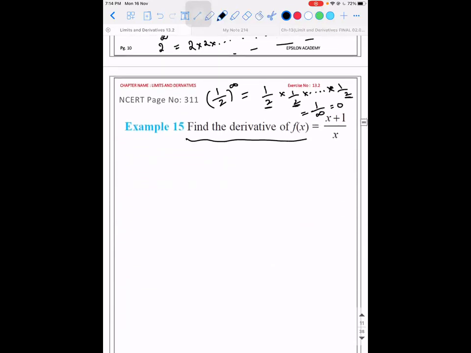So find the derivative of f of x is equal to x plus 1 divided by x. So what is f of x? 1 plus 1 by x, correct? So what will f dash of x be? You can directly tell me, guys. What is the derivative of 1? It will be 0, sir. Derivative of 1 by x is minus 1 by x square. So the answer is minus 1 by x square.